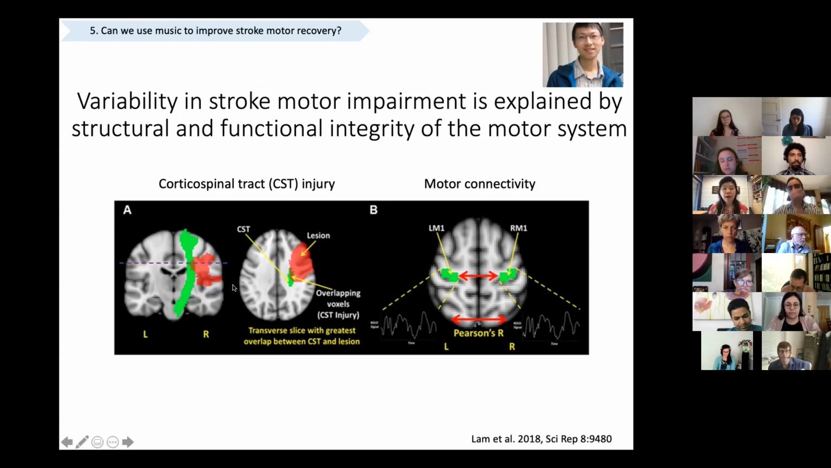So these are MRI images. The image on the left is a front view of the brain. The image in the middle is a bird's eye view looking down, and the same for the image on the right. And what you see in green is the corticospinal tract, a template.